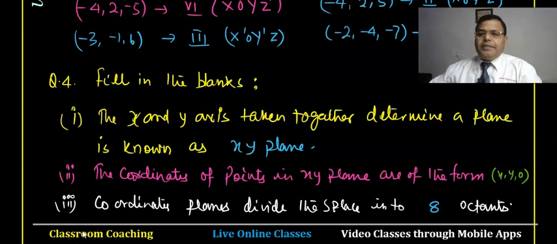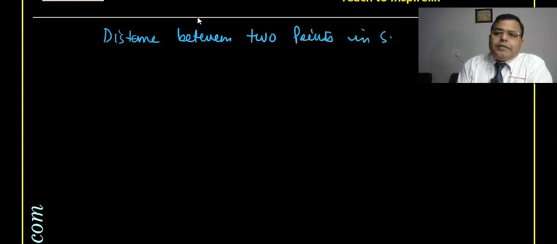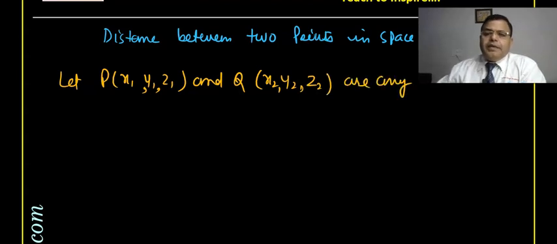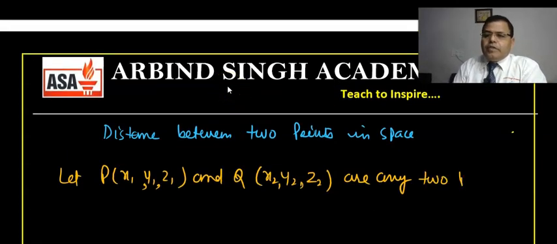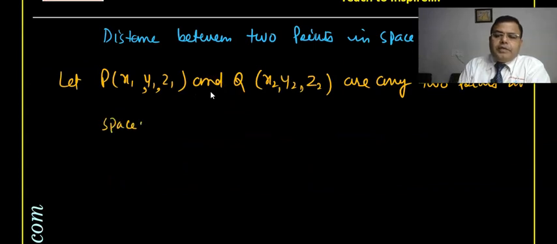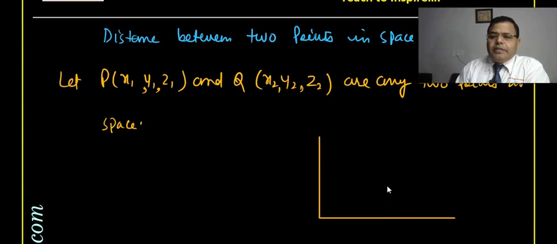Okay. Now let us discuss how to find the distance of a point from the origin. Now let us discuss the distance between two points in space. Let P(x1, y1, z1) and Q(x2, y2, z2) be any two points in space. To find the distance between them, let me draw the diagram first and then we will discuss it.